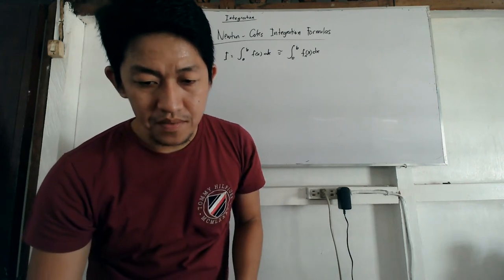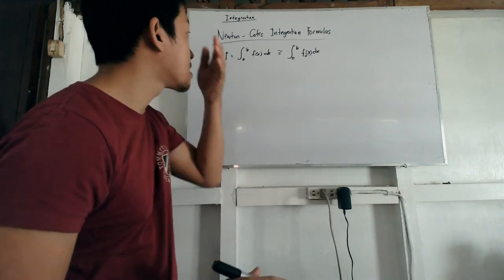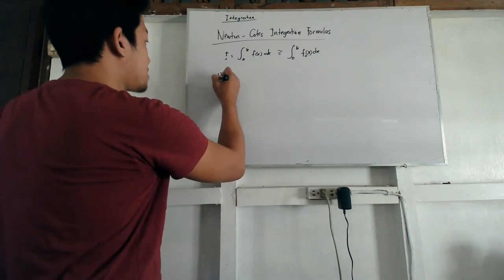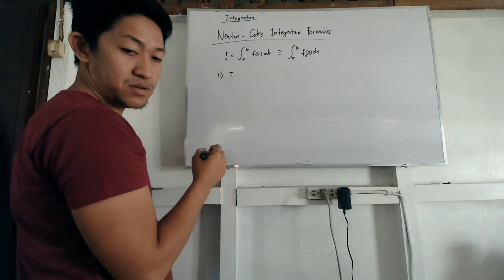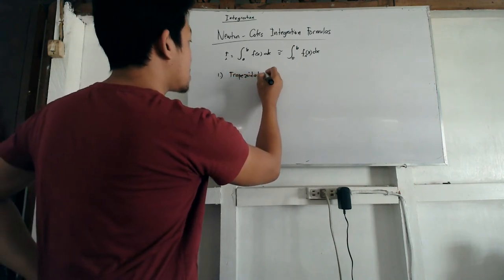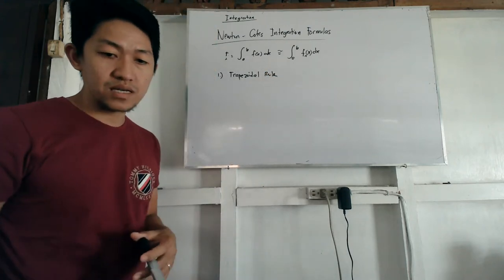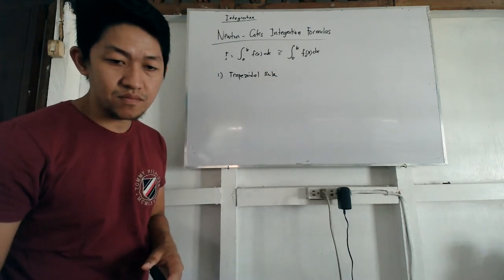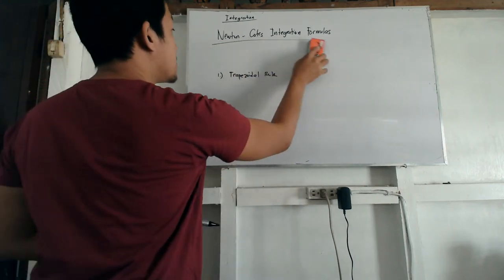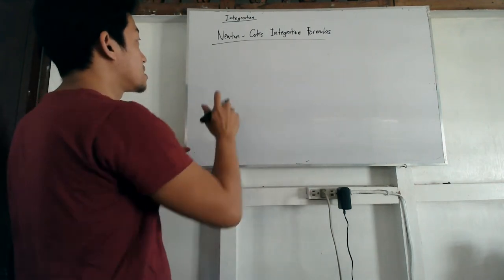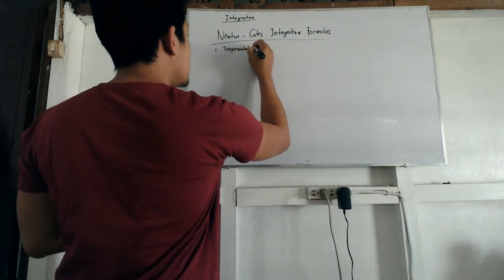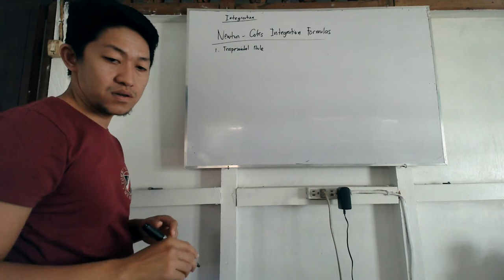So, isa na is the Newton-Cotes formula. So, the first is the trapezoidal rule. Okay? Trapezoidal rule. Okay, so unsa man yung trapezoidal rule? Trapezoidal rule.